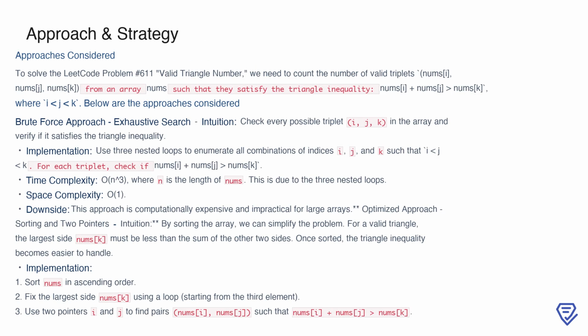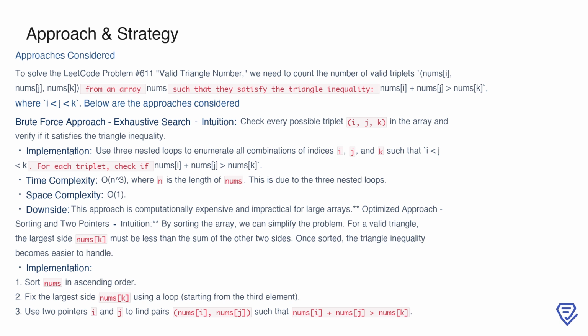To solve the valid triangle number problem, we need to count all the valid triplets in the array that satisfy the triangle inequality. The brute force approach involves checking every possible triplet using 3 nested loops. For each combination of indices i, j, and k, we verify if the sum of the two smaller sides is greater than the largest side. While this method is simple to understand, it has a time complexity of n cubed, which makes it impractical for larger input sizes. To optimize this, we consider a more efficient approach that involves sorting the array.